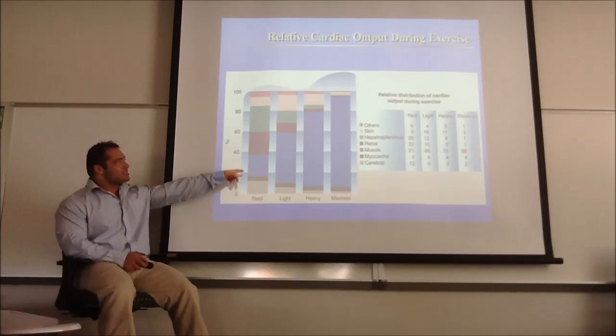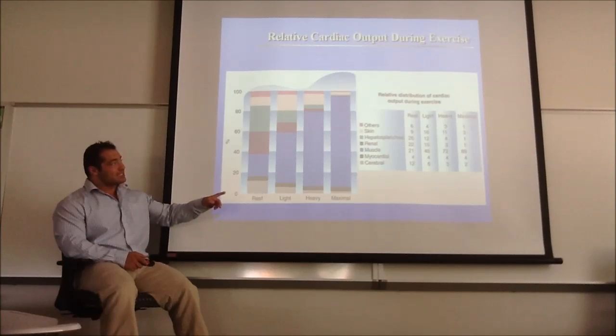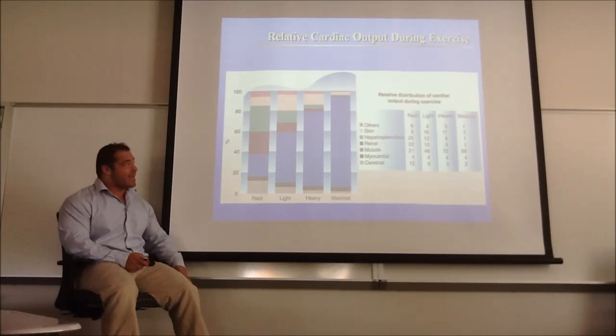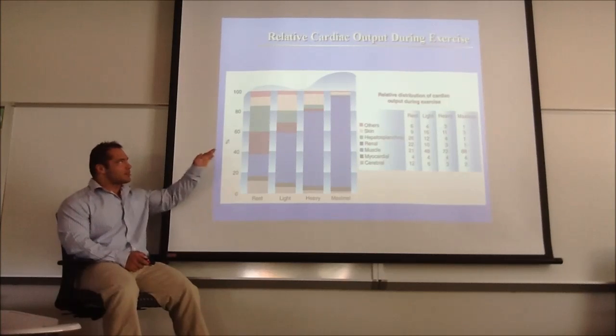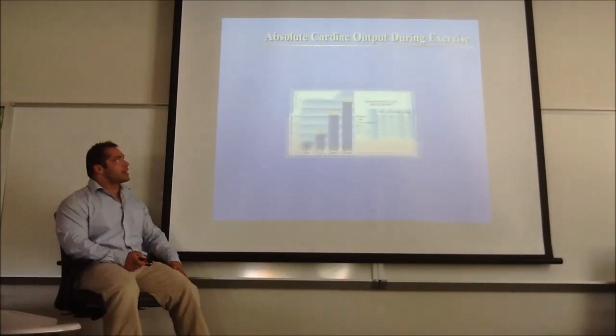So when you're at rest, muscle gets just about the same amount of blood as everything else. The harder your exercise is, most of your blood flow starts going to the muscle, which is important because that's where all the action is. Now, this is relative. It's on a percent scale. Let's look at what happens in absolute, actually measuring blood flow in liters per minute or something like that.